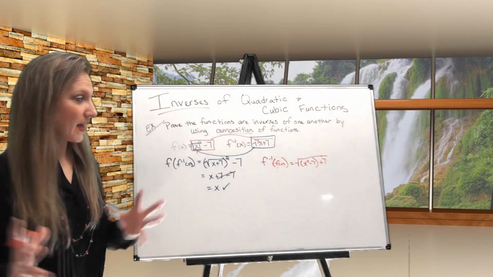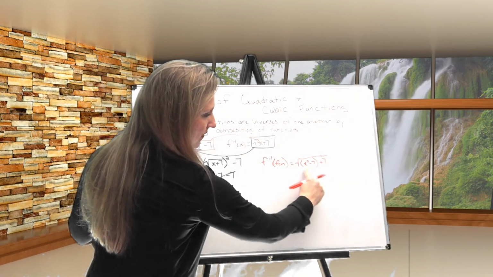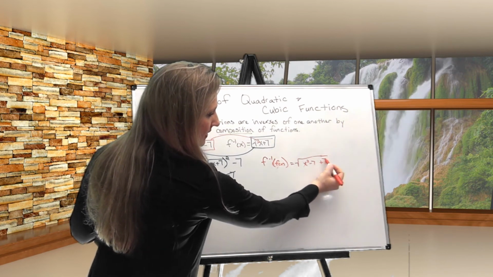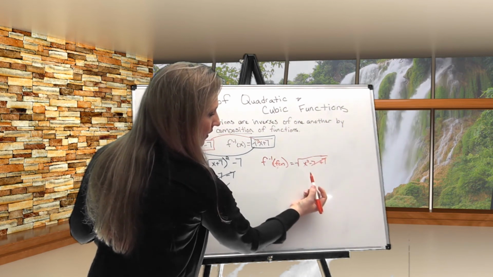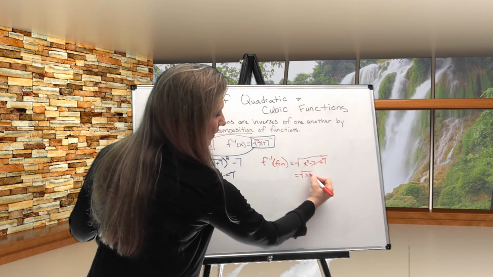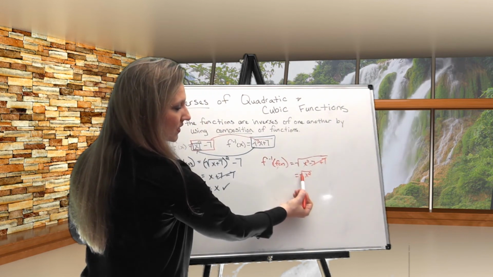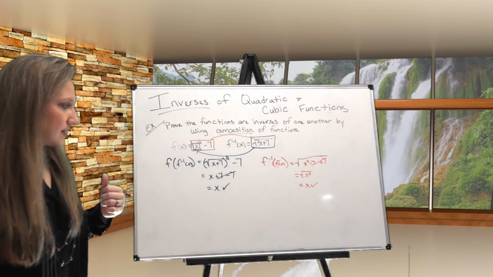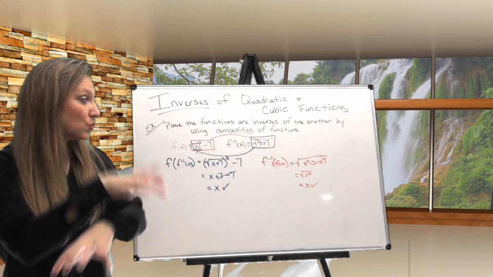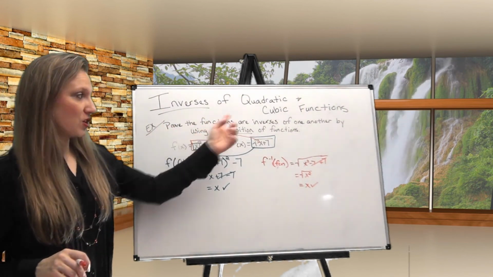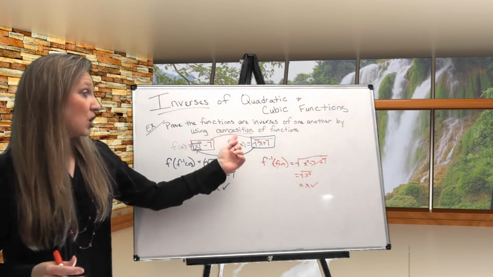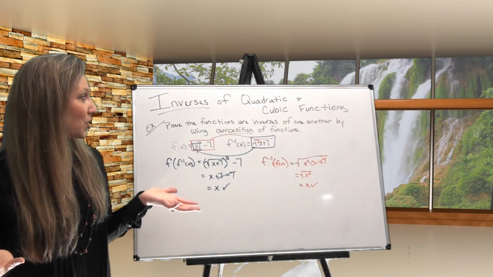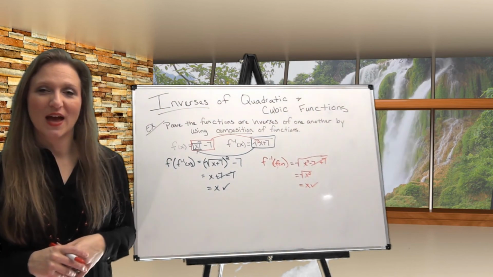Then again, I'm going to simplify it down. Well, right here, I don't have anything to distribute, so I don't really need those parentheses anymore. Negative 7 plus 7 is 0. So I'm left with the square root of x squared. Well, the square root cancels out that x squared, and again, I'm just left with x. So by plugging the functions into each other, I have now proven that the functions are actually inverses using composition of functions. So that's the bulk of what we're going to learn for finding the inverse of quadratic and cubic functions.